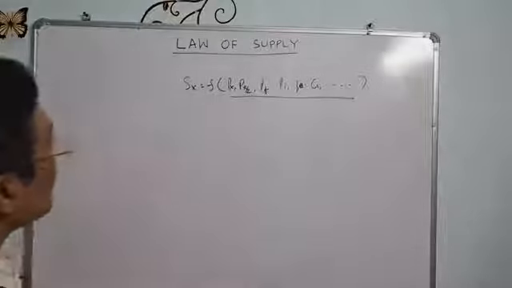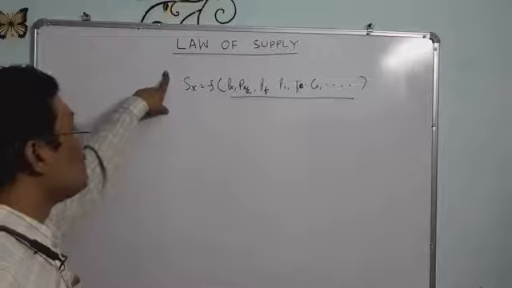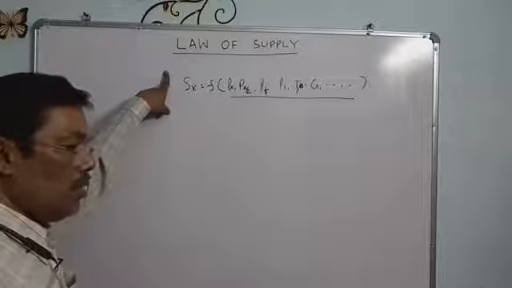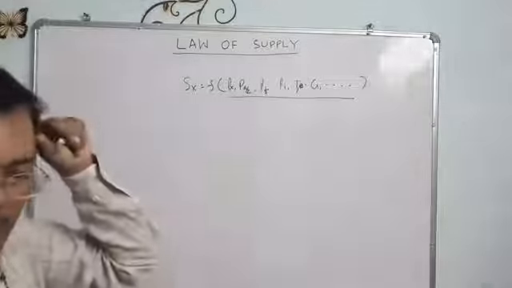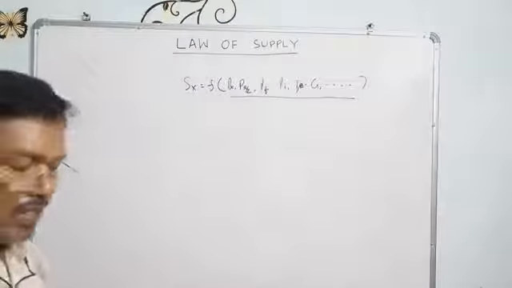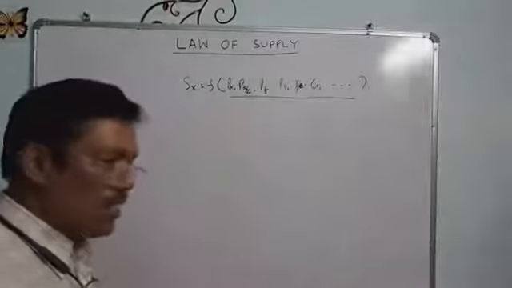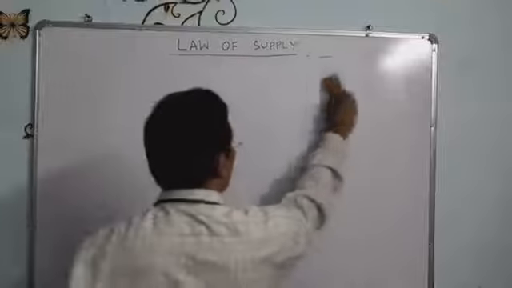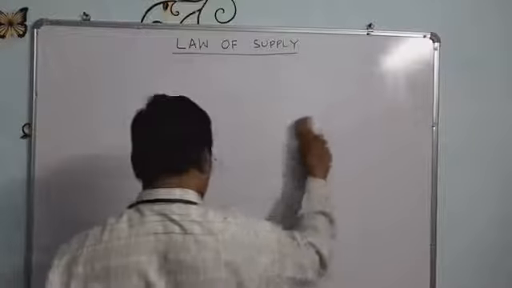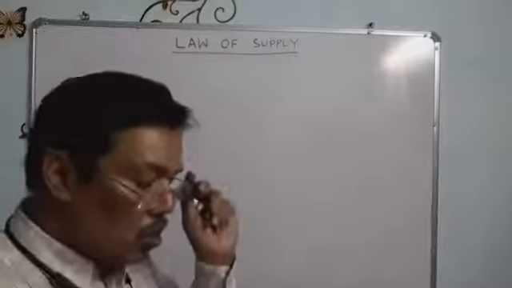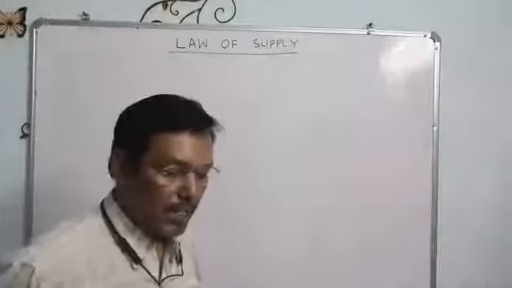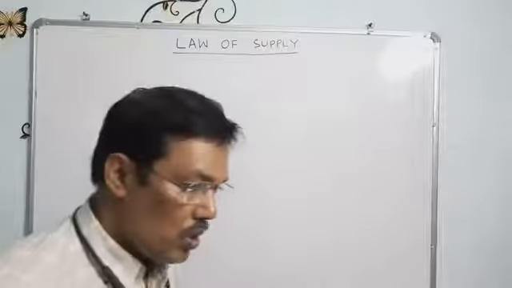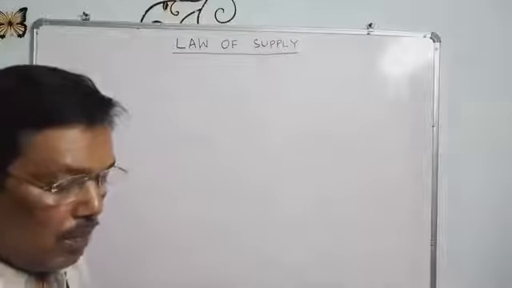So, before we start, why am I speaking about these factors affecting supply and determinants of supply? Because in the law of supply, there are some factors which will remain the same or constant. So you must know in detail what these factors are. Before we explain this, I want to say what we mean by law of supply.